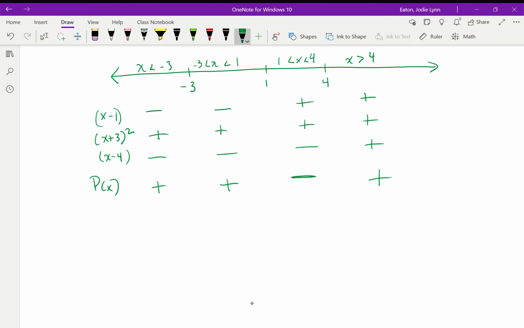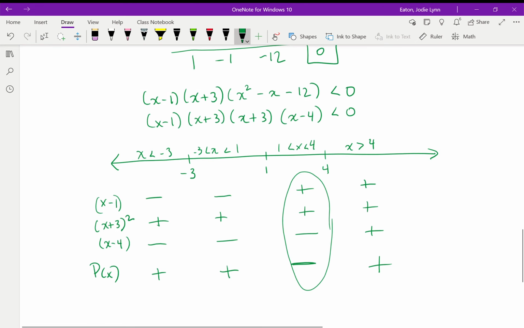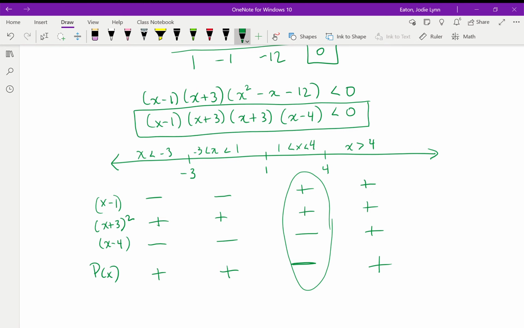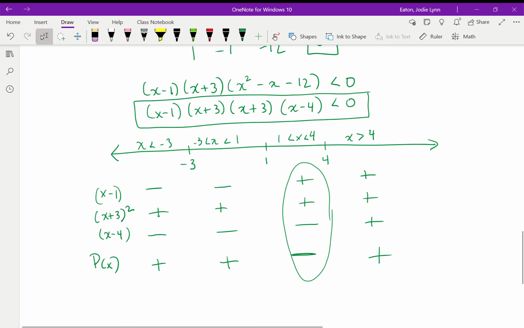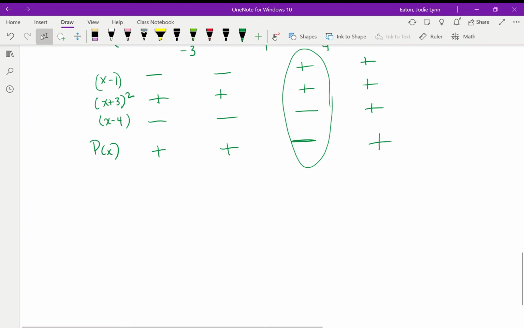So the only region here where we get a negative result, or less than 0, because that was what our inequality is, you can see we're looking for where it is going to be negative, is going to be where we have a positive times a negative here, and that's going to be in the region between 1 and 4, not including our endpoints. So x has to be between 1 and 4.